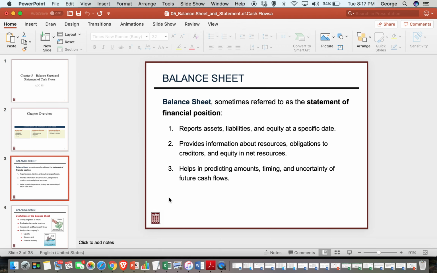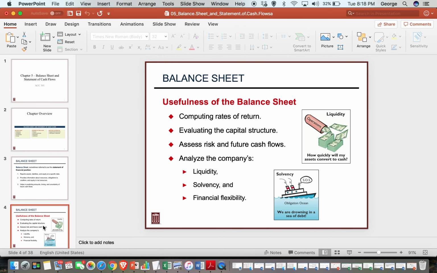So the balance sheet is sometimes referred to as statement of financial position, reports assets, liabilities, and equity. Right, equity would be your owner's access to residual assets of the company. Provide information about resources, obligations to creditors, and equity and net resources, and then helps in predicting the amounts, timing, and uncertainty of future cash flows.